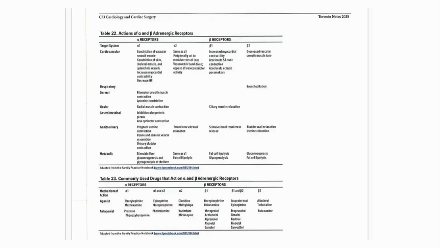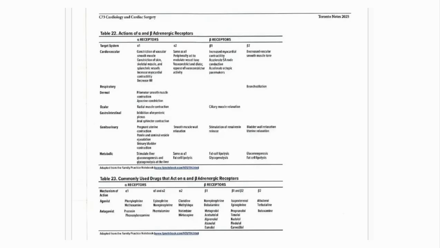Now let's review the important drugs that target these receptors. Alpha-1 agonists. Examples include phenylephrine and methoxamine. These drugs cause vasoconstriction. Clinical uses include hypotension, nasal decongestion, and pharmacologic pupil dilation.